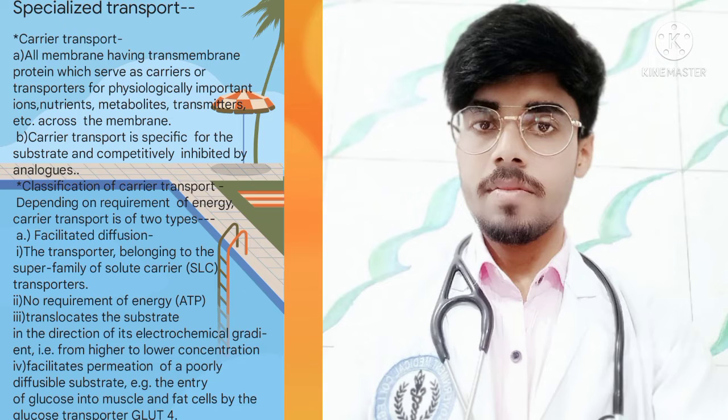Firstly, we will discuss the characteristics of facilitated diffusion. The first characteristic is that transporters belonging to the superfamily of solute carriers, also known as SLC transporters, are used in this type of transport, and there is no need of energy, right? The substance translocates in the direction of the electrochemical gradient, that is, the substance moves from higher concentration to lower concentration, right? An example of facilitated diffusion, as you already know, is the entry of glucose into muscle and fat cells by the glucose transporter, also known as GLUT4, right?